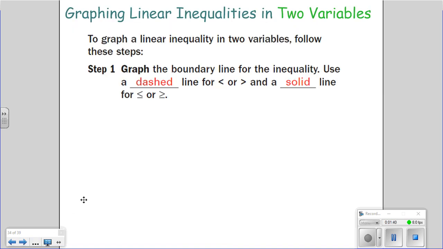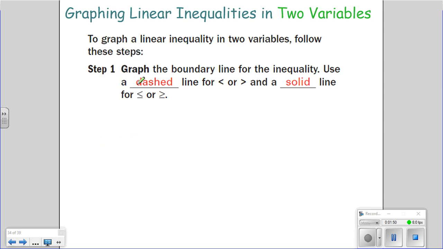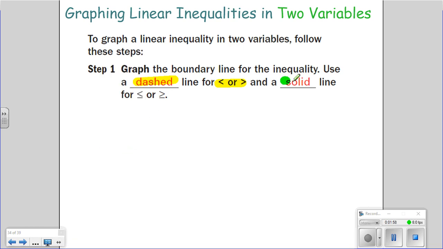When you're graphing linear inequalities, first step is graph the boundary line. You'll use a dashed line if it's less than or greater than. Or you'll use a solid line if it's less than or equal to, greater than or equal to. So similar to how we did the one variable inequalities, when we had an open dot or a closed dot, it's the same idea. Dashed represents kind of openness, whereas solid represents the equal bar.